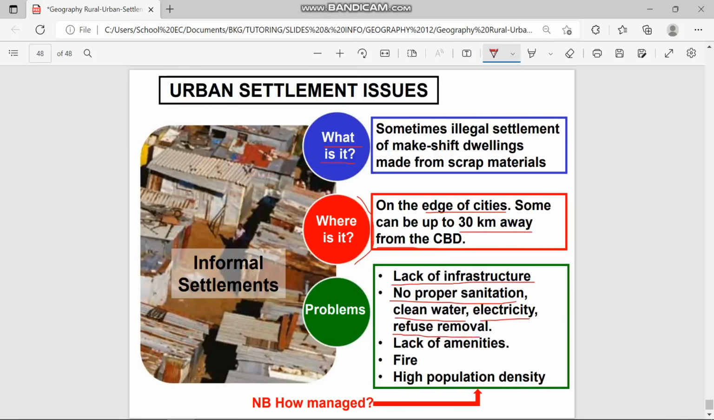Refuse removal. This basically means that there are no basic needs there, no proper infrastructure. So government must introduce proper infrastructure there and improve their buildings. Instead of their shacks, they must be removed and proper housing such as RDP houses built, as I said.